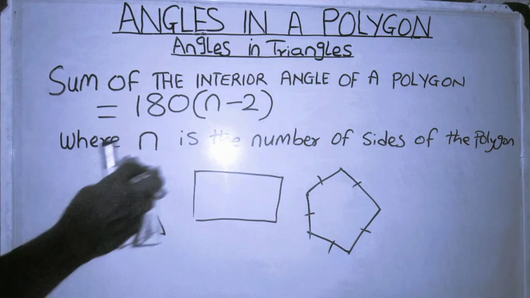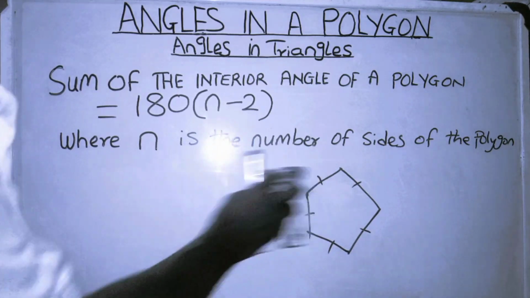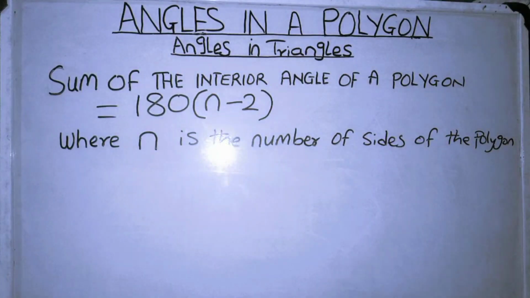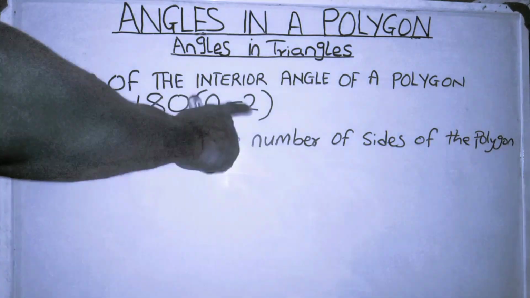Before we venture into this, because our major area of concentration is on angles with respect to polygons, we have the formula for calculating the sum of the interior angles of a regular polygon, and the formula is 180 bracket n minus 2.